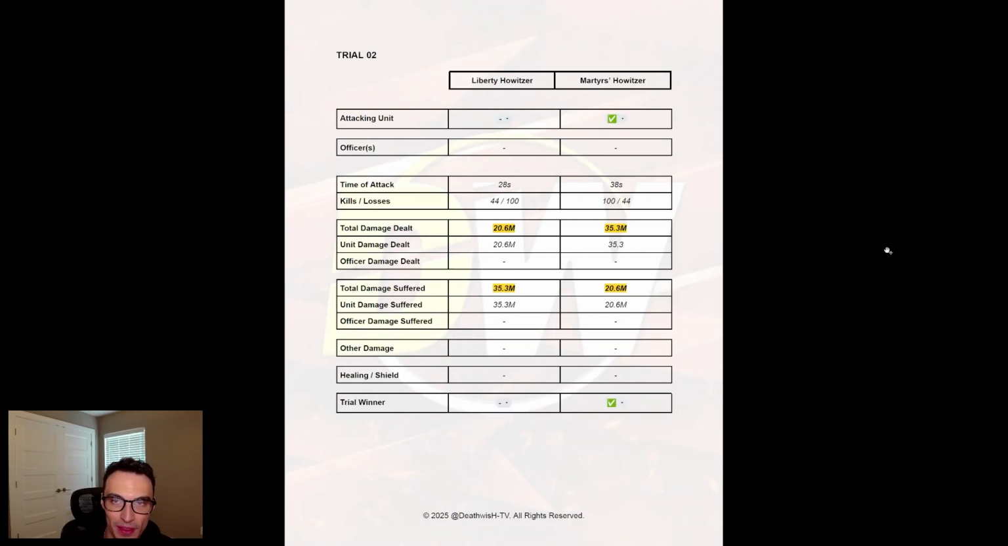For trial 2, same thing. The Martyr Howitzer started the attack. Still no officers. If you need to pause and see any of this data for yourself, feel free to take a look. But for trial 2, the Martyr Howitzer also came out victorious.